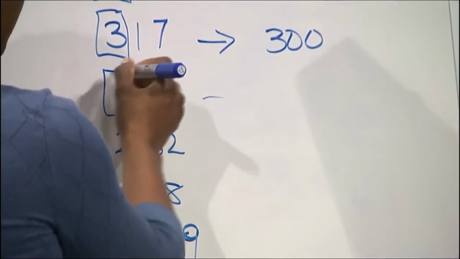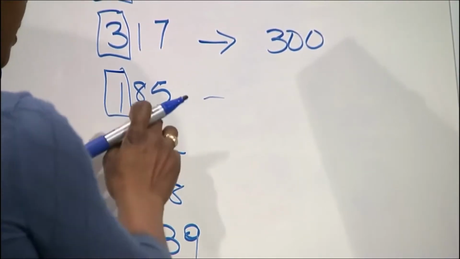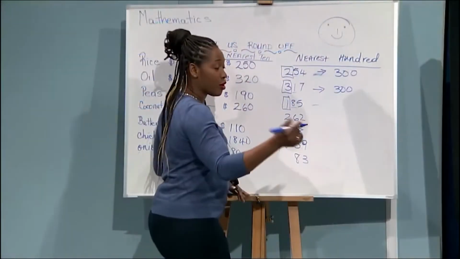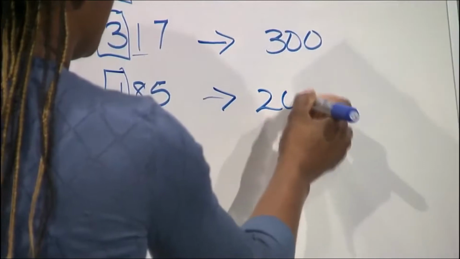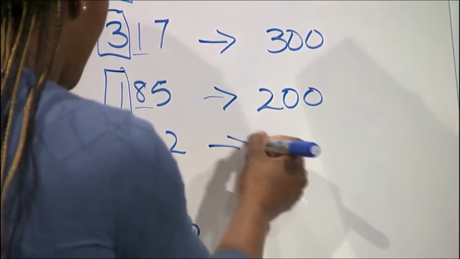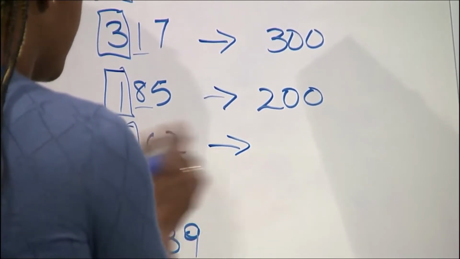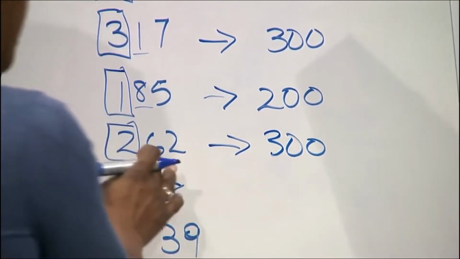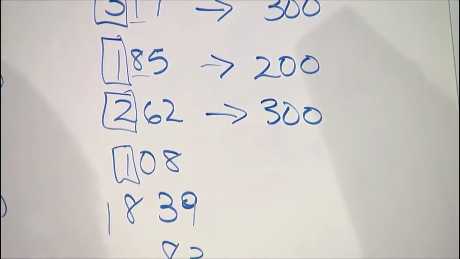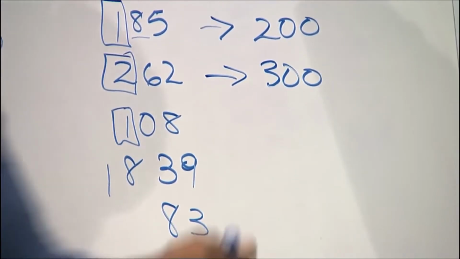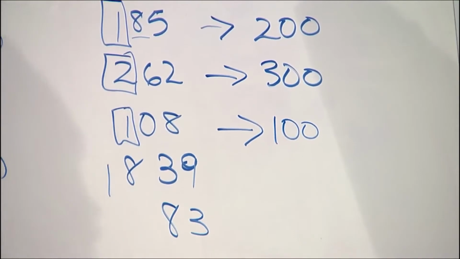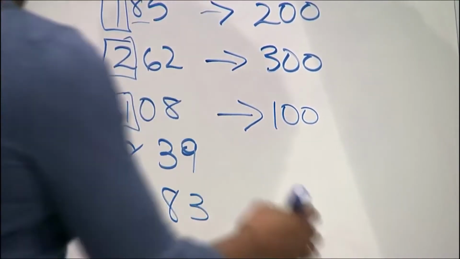So 185. We have 1 in the digit in the 100 place. To the right of it, you have your 8, and your 8 is more than 5, so we round up, making 185 rounded to the nearest 100, 200. And we continue here, 6, so we round up, 6 is greater than 5, and here we have 0 in the tens place. What do we do? Clearly, we're going to round down, so the 108 becomes 100 to the nearest 100 place.